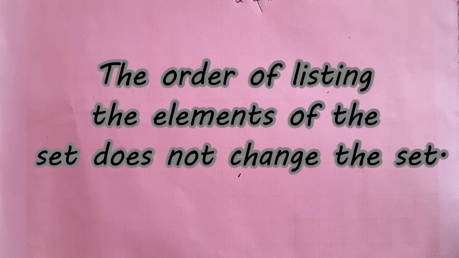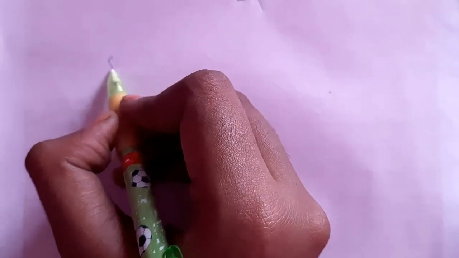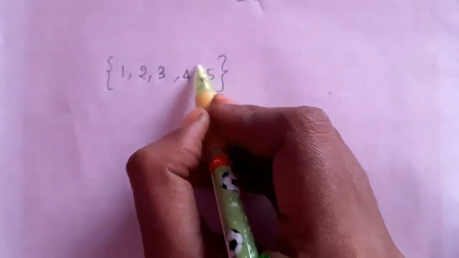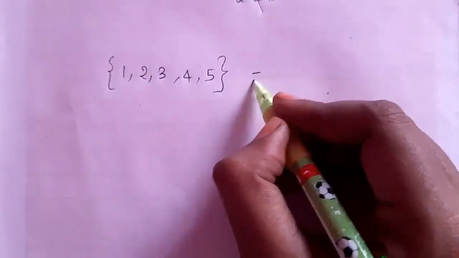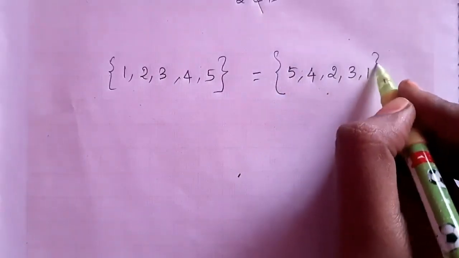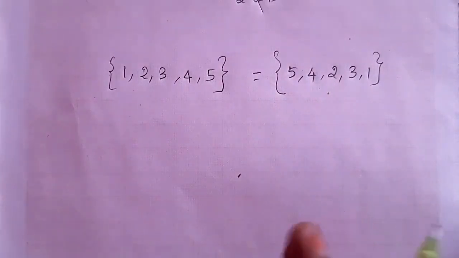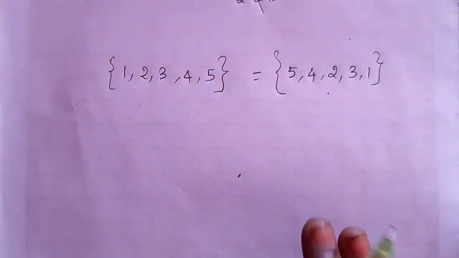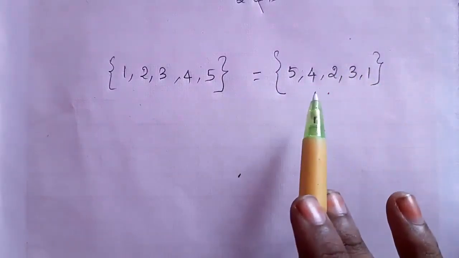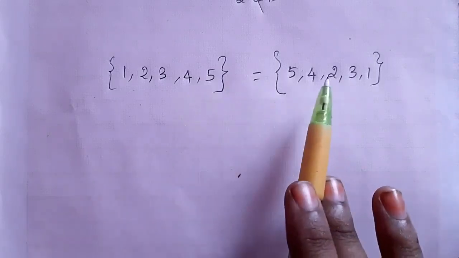The wording is, the order of listing the elements of a set does not change the set. The meaning is, it is a set 1, 2, 3, 4, 5. The elements I used with curly brackets. The set is equal to 5, 4, 2, 3, 1. The order will not affect the set. Are we clear? You may write 1, 2, 3 up to 5, otherwise you can change the order, no problem. Both sets are equal. So order does not affect the set.